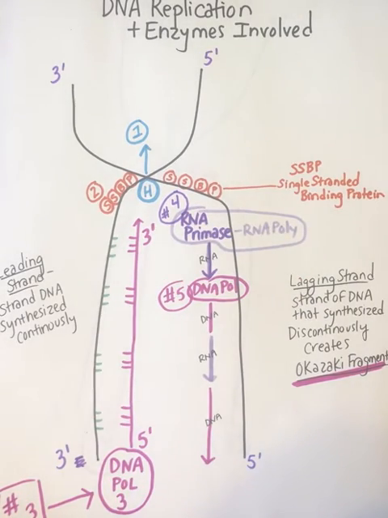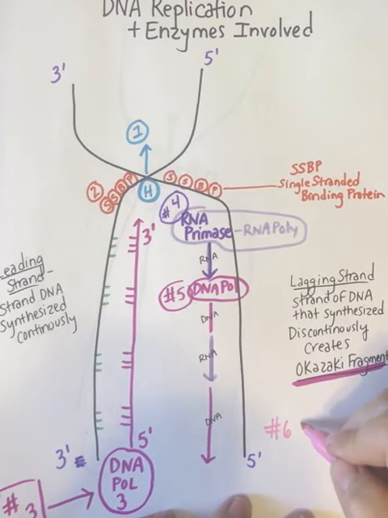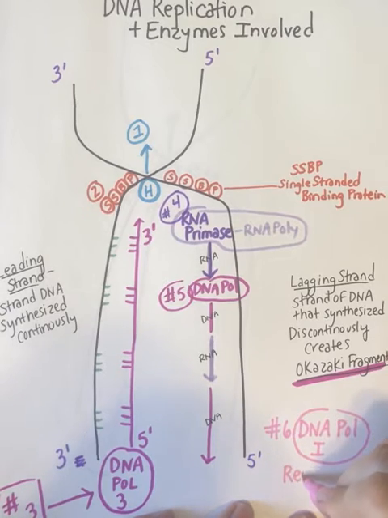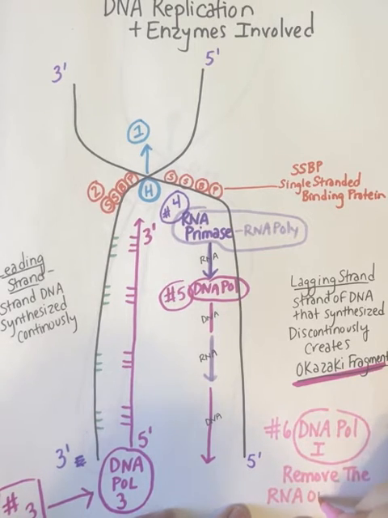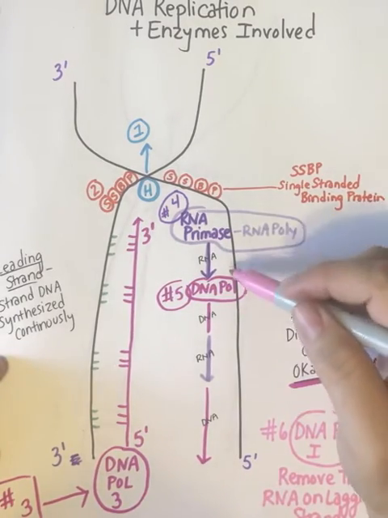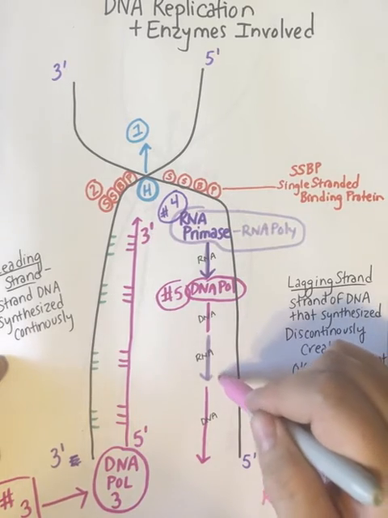So, we're going to use an enzyme called DNA Polymerase I. Number 6, DNA Poly 1. His job is to remove the RNA on the lagging strand. He literally is going to go and replace all the RNA with DNA.